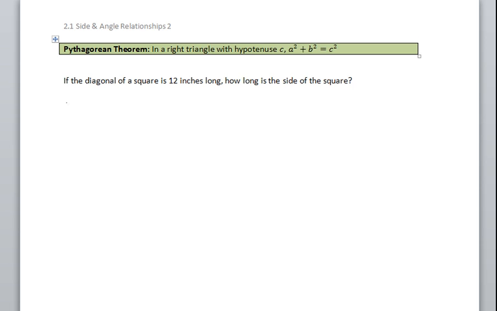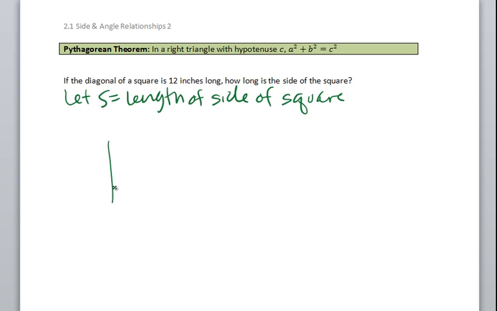of the square? So I'm going to define my variable. I'm going to let s equal the length of the side of a square. And I'm going to draw a picture.